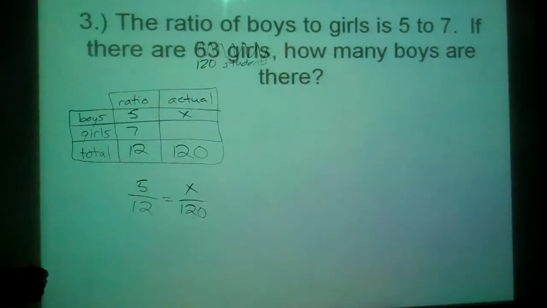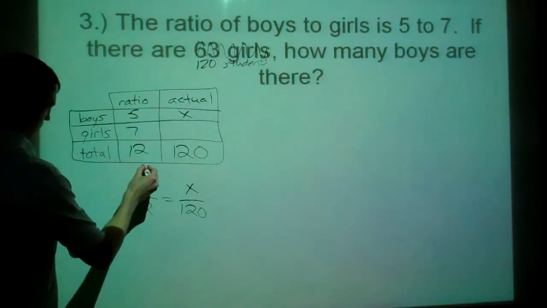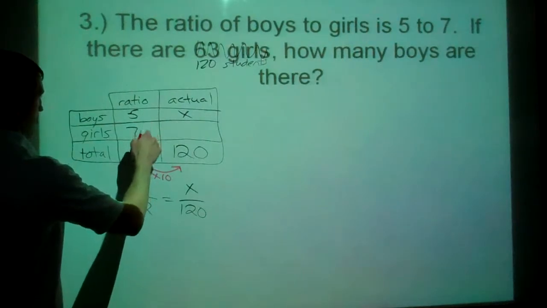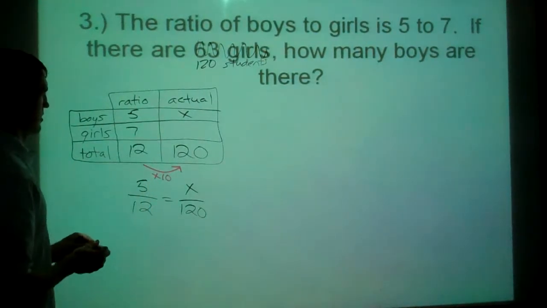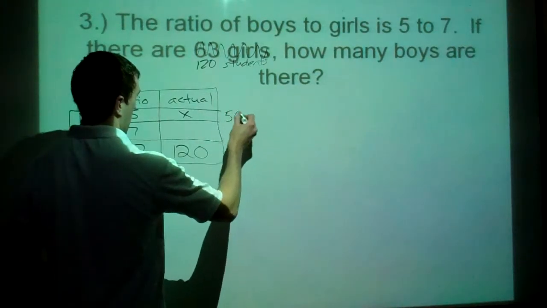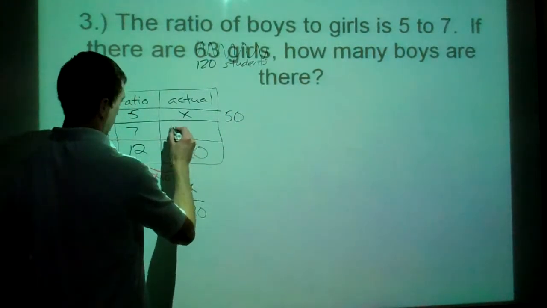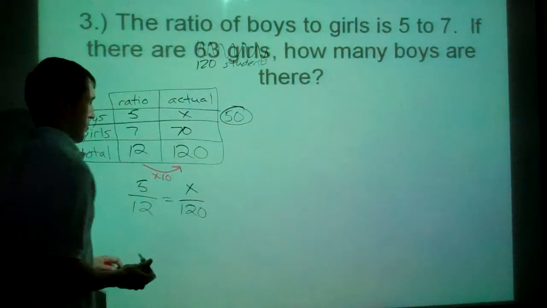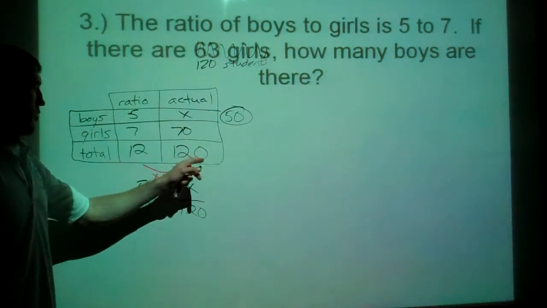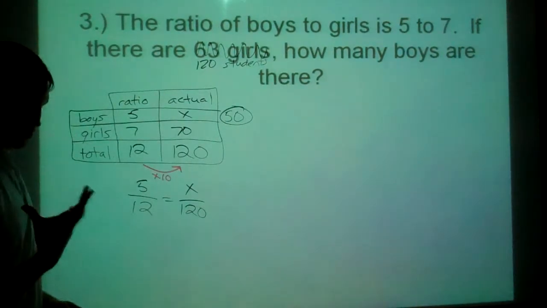Could cross multiply, divide again if we wanted to. But we could see here that to get from 12 to 120, we multiply by 10. So if we multiply these by 10, we should get our answer. So 5 times 10 is 50, and 7 times 10 is 70, but this was the answer we would have been concerned with. And you can see if we added 50 and 70, we would get 120. Alright, so it works out.